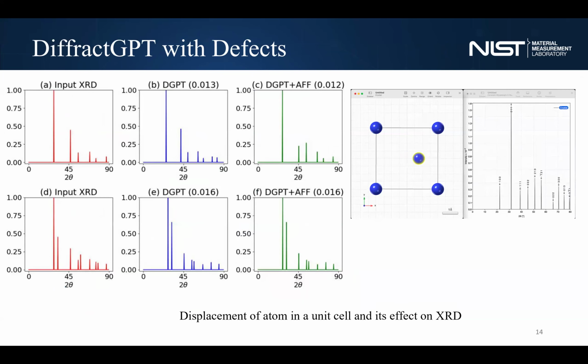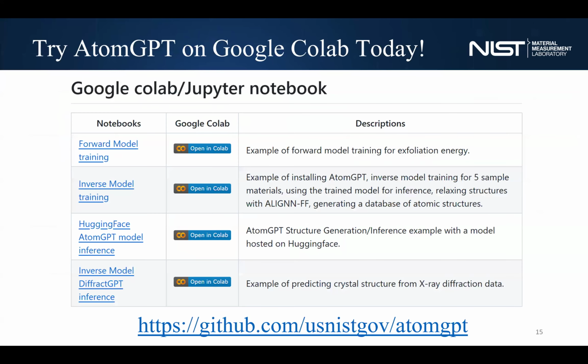So we found that DiffractGPT with ALIGNN-FF could be used in principle for generating crystal structures, and not just for perfect materials, but also for defect materials. Suppose you have an atomic structure and you displace an atom, and then you get a change in the intensity, but the peak positions remain the same. So we tried some silicon models for this, and we found that even though we did not train the model on defect materials like this, it can be used successfully for these materials. So these models are now publicly available on the usnistgov/AtomGPT GitHub, and these are some of the notebooks you can try on your own on Google Colab.